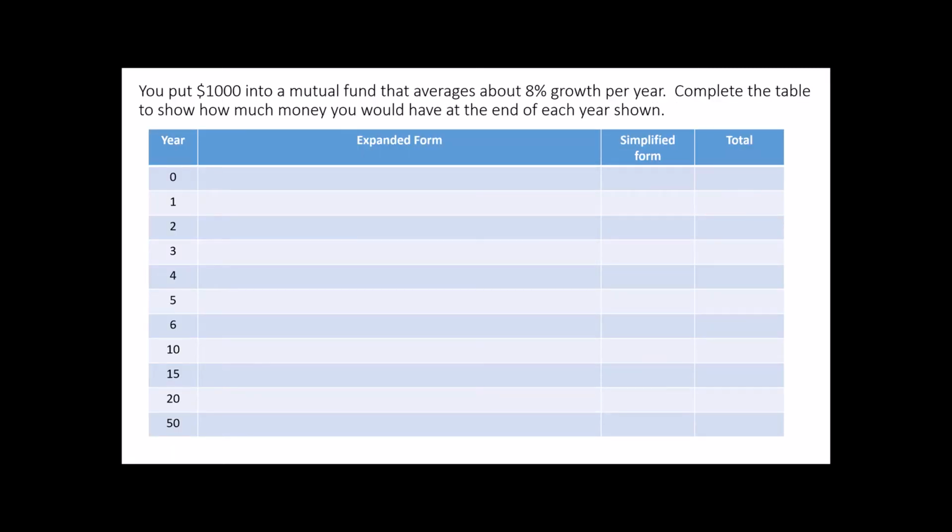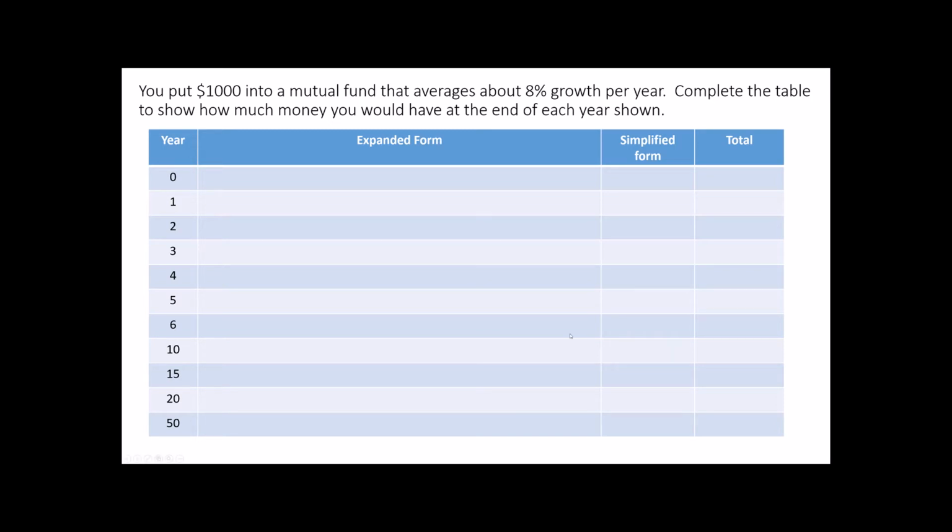You put $1,000 into a mutual fund that averages about 8% growth per year. Complete the table to show how much money you would have at the end of each year shown. This is why I think that exponential growth is such an important concept for us. It's because this is the basis for how our investment and savings system works. When you invest money into a CD or a stock or a mutual fund or a 401k or something like that, your goal is always to gain extra money.